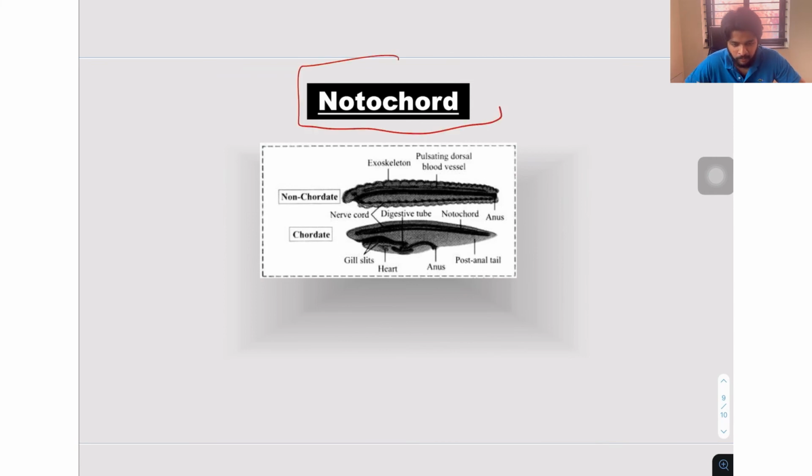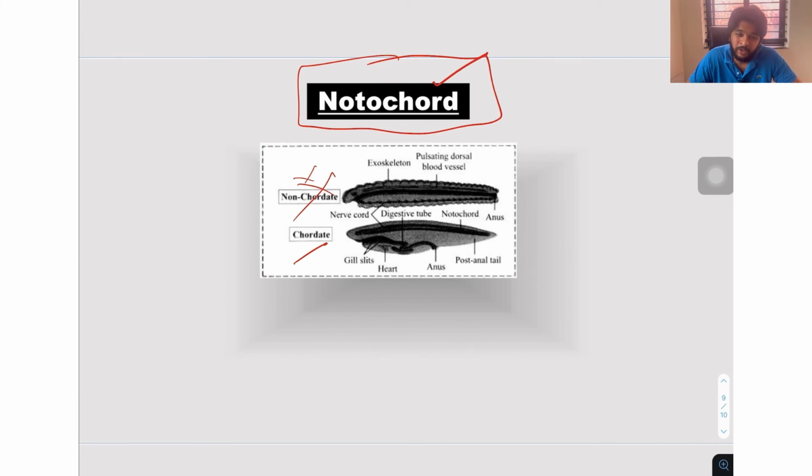Next one is the last important point, presence of notochord. Notochord is what gives rise to the vertebral column when the organism completely develops. The vertebral column which all chordate organisms have has come from the notochord. During the embryonic stages, if notochord is present, such organisms are called chordates. If notochord is not present, it will not give rise to a vertebral column. Such organisms are called non-chordates.